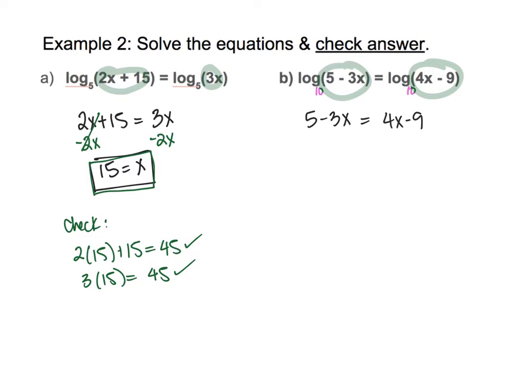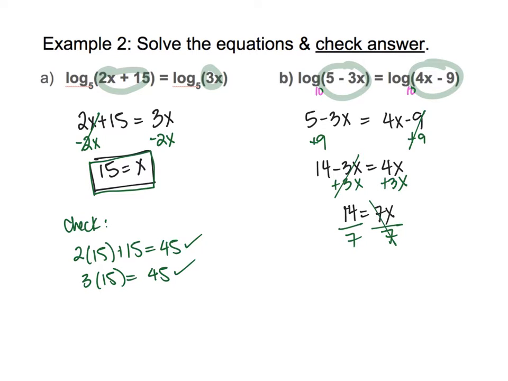And so now I have to get x by itself, so maybe I'll add 9 to both sides. That cancels. 5 plus 9 gives me 14 minus 3x equals 4x. And then I could add 3x to both sides. That cancels, so I have 14 equals 7x. And to get this x by itself, I need to divide by 7. So I'm going to divide this side by 7. So 7's cancel. So x is equal to 2. It looks like 2 is equal to x.